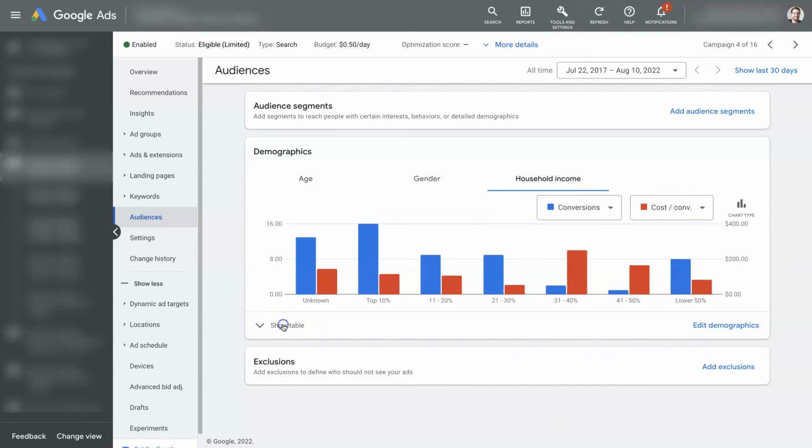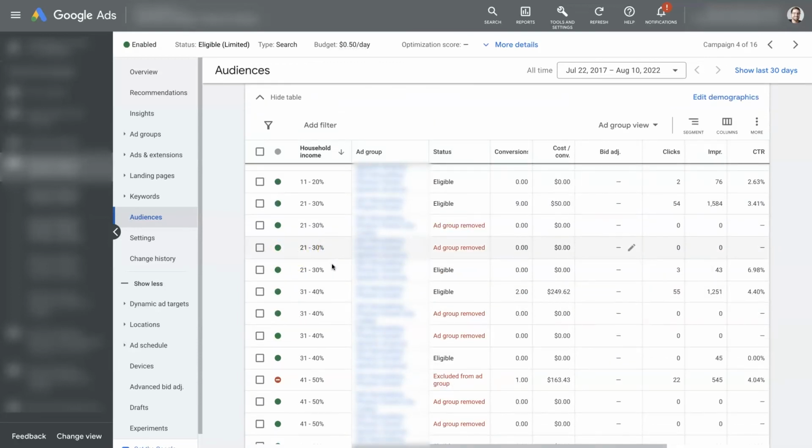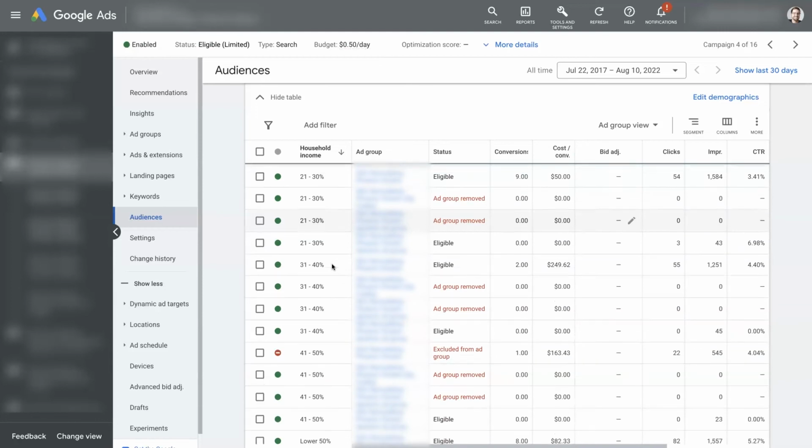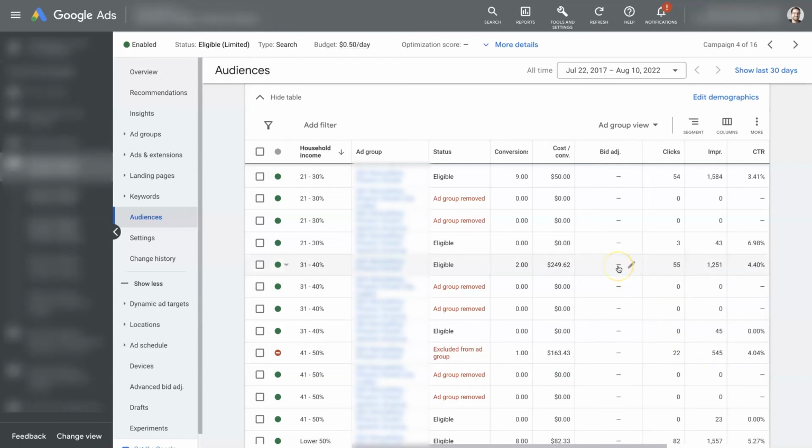You can not only pause the ones that are not doing well, but you can also add a bid adjustment to the ones that are doing well. So let's say this one was actually doing really well. We could say that we want to increase the bid adjustment by 50%. So instead of paying $10 per click, we're willing to pay $15 per click because it's getting us great results. So you can give Google a way to spend more in this age demographic or this income demographic, or you can exclude it entirely by just excluding it from the ad group right here.